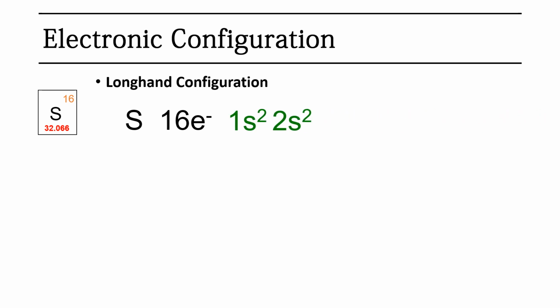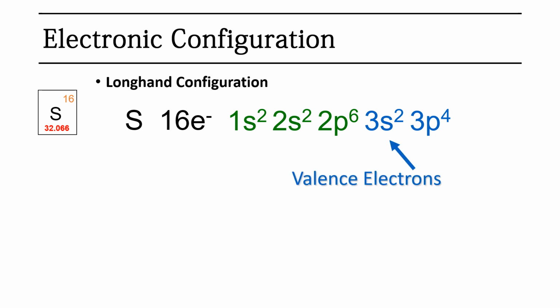1s2, 2s2, 2p6, next 3s2, 3p4. Now these 16 electrons are finished. That is the electronic configuration of sulfur. However, this blue colored part has 6 electrons. We call these valence electrons.